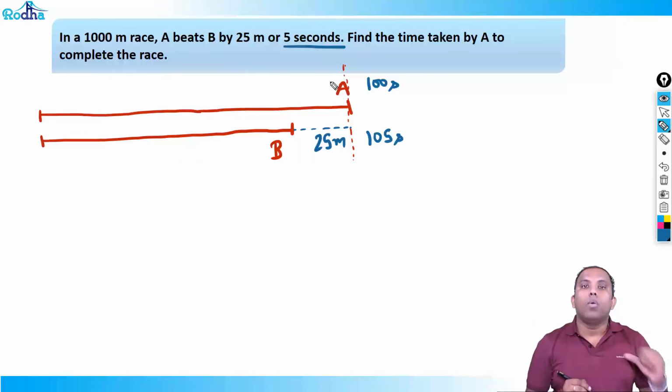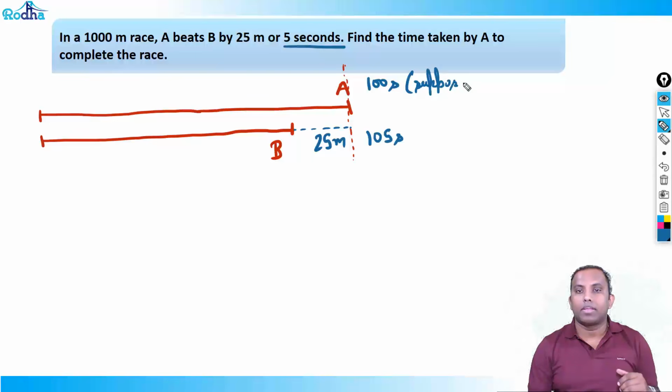Whatever the time taken by A, suppose it is 100 seconds, B will take 5 seconds extra than A to complete the race, that is 105 seconds. So next time we see this kind of statement, A beats B by 25 meters or 5 seconds, very quickly we should get the speed of B. How should we get the speed of B?